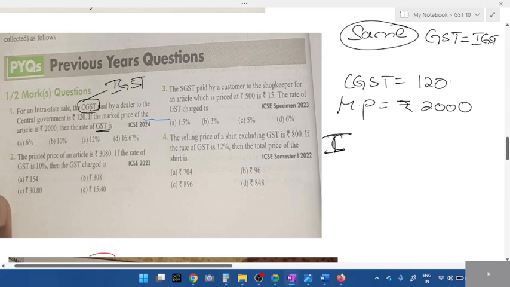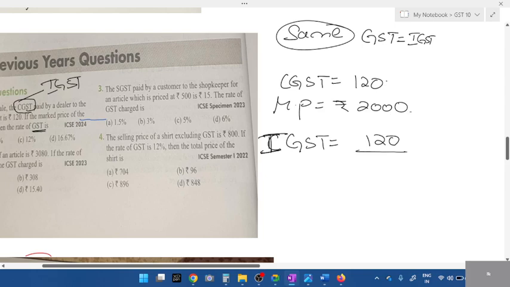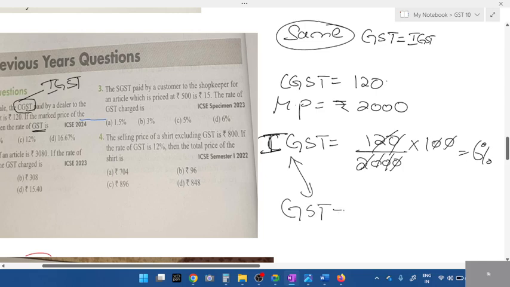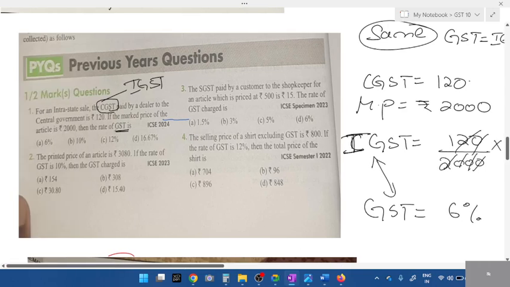Intrastate. Okay, what is the formula, students? How do you calculate percentage? Take this 120 divided by 2000 into 100. See, two zeros get cancelled, 10 gets cancelled. What's the answer? If CGST is 6%, what about SGST? Same or different? Same. The answer is 6%. Answer option A. Okay, option A. It was an indirect question.